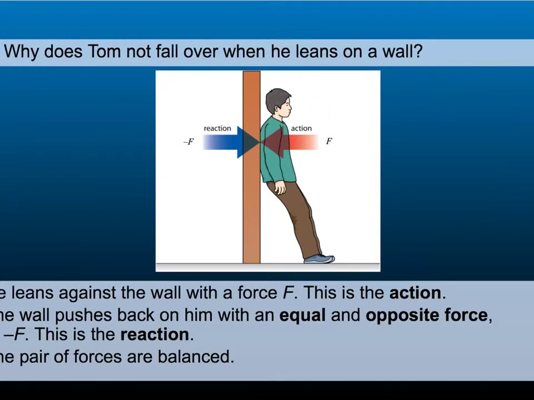Now forces normally come in pairs. So for the force F, represented by the red arrow, there's also the force minus F, which is represented by the blue arrow. It's got a minus in front of it to show that it's acting in the opposite direction. These forces are equal and acting in the opposite direction to each other. The blue arrow is called the reaction.